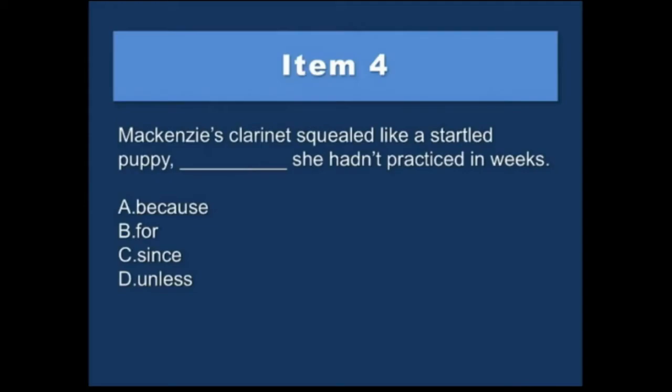Item 4. Mackenzie's clarinet squealed like a startled puppy. She hadn't practiced in weeks. Are we going to use letter A, because, letter B, for, letter C, since, or letter D, unless? Letter B, for, works best in this situation. We are using coordinating with two clauses that should get equal attention.